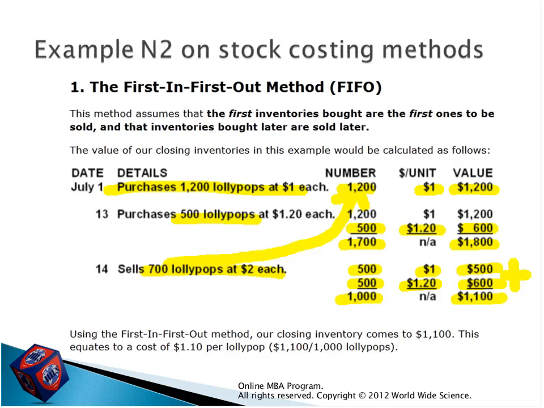So when she is going to sell the 700 lollipops, if she used the FIFO method, she must take these lollipops from the first purchase, from the first inventory, as we call it, and deduct it. Then we have some balance left from the first one, which is 500. And the second purchase remains at the same price, at the same value. Okay? So at the end, we can calculate the total value of inventories. This is the FIFO method.